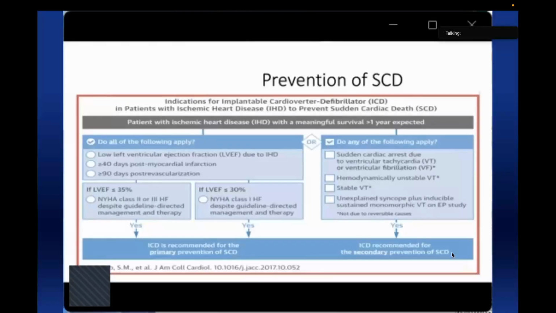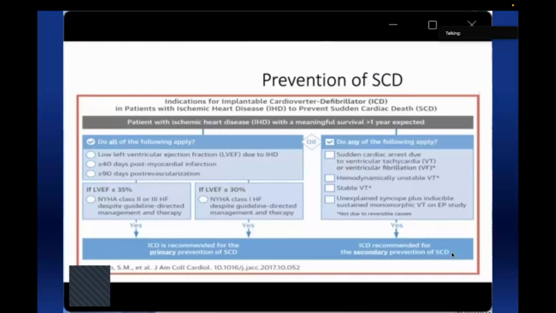Now, let's go to the secondary prevention of sudden cardiac death using your ICD. If any of the following applies: you have sudden cardiac arrest due to ventricular tachycardia or ventricular fibrillation, hemodynamically unstable ventricular tachycardia, or stable ventricular tachycardia not due to reversible causes, or you have unexplained syncope plus inducible sustained monomorphic VT on electrophysiology study, then you might want to give secondary prevention of sudden cardiac death. Okay? Remind you that ICDs are expensive.